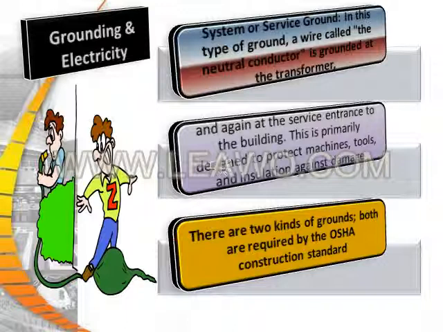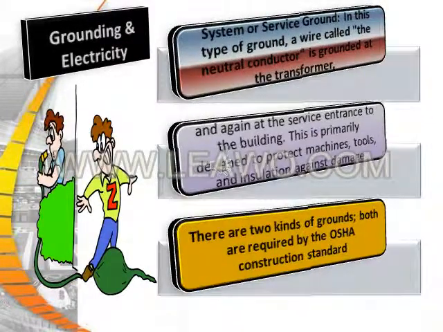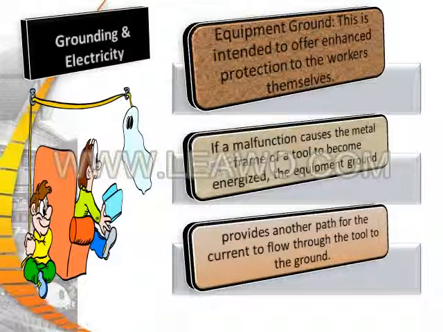There are two kinds of grounds. Both are required under the OSHA construction standard. Equipment ground is intended to offer enhanced protection to the workers themselves. If a malfunction causes the metal frame of a tool to become energized, the equipment ground provides another path for the current to flow through the tool and to the ground.